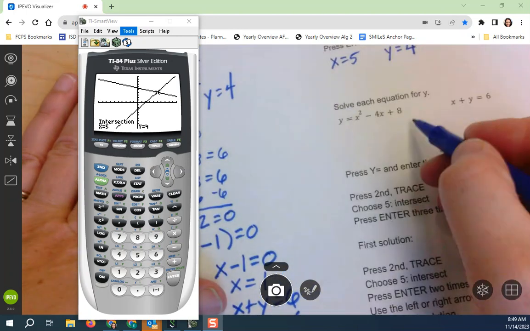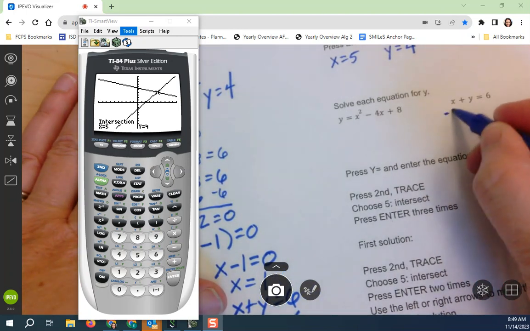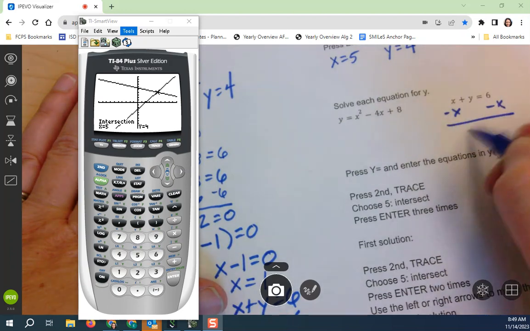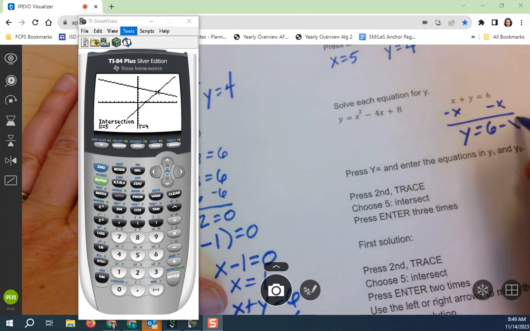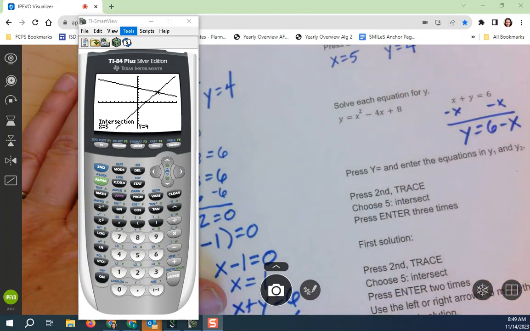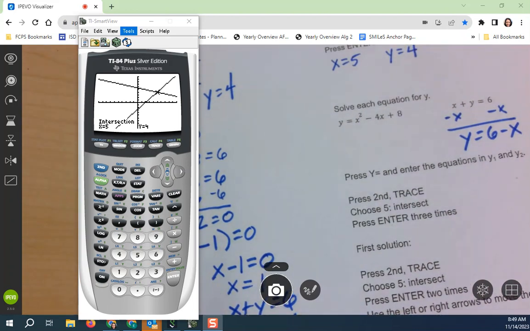All right, this one's already solved for y. For this one, I just have to subtract the x. So I have y equals 6 minus x. And now I'm going to put each of these into the calculator. So go back to y equals and clear what's in there. I'm going to press the x button and then the squared button. And then minus 4x and plus 8.